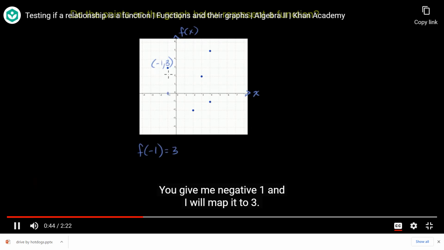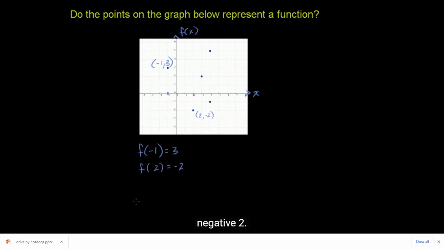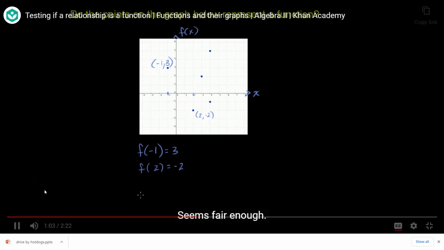-1, and I will map it to 3. Then they have, if x is 2, then our value is -2. This is the point 2, -2. So that still seems consistent with being a function. If you pass me 2, I will point you to -2. Seems fair enough. Let's see this next value here.